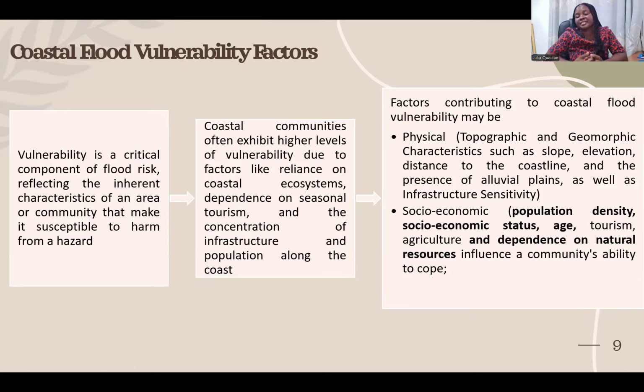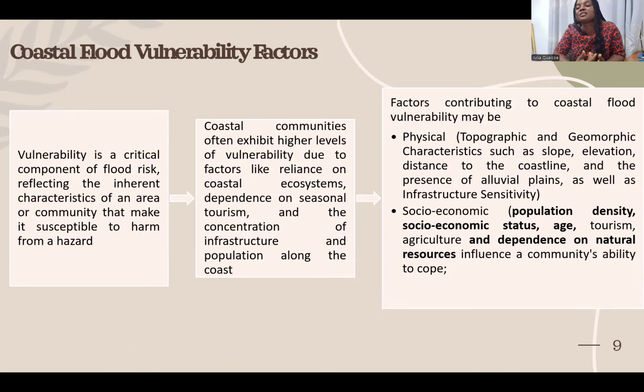if flooding occurs, what will happen to these people? We are looking at a community where about 90% of the residents depend on the sea for their livelihood. So during the flood, it simply means that their livelihood is going to be affected. And once their livelihood is affected, it means that their standard of living is also going to be affected. Their cost of living is also going to be affected.